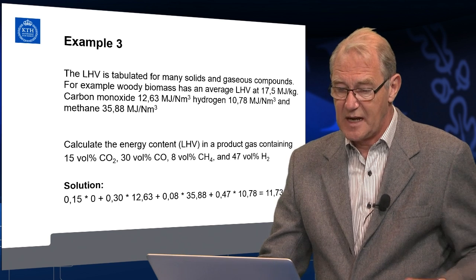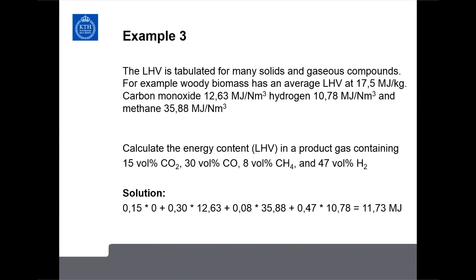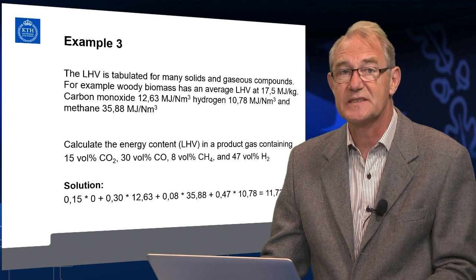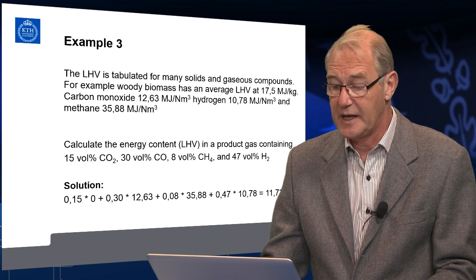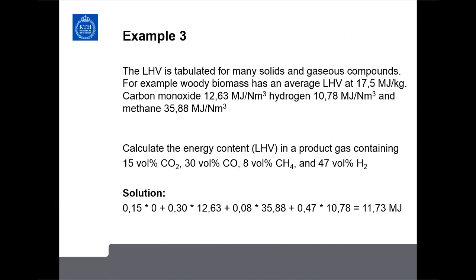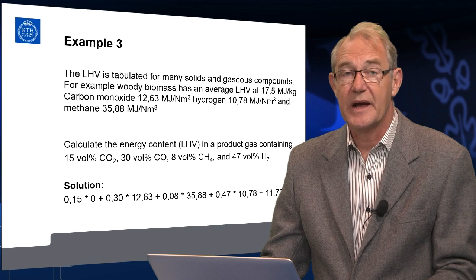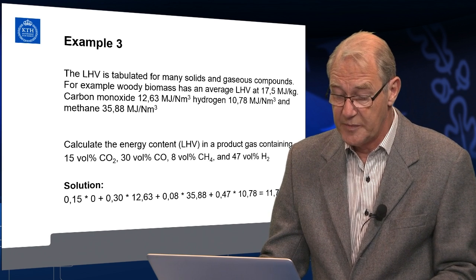Now we have an example 3. The lower heating value is tabulated for many solids and gaseous compounds. For example, woody biomass has an average lower heating value of 17.5 megajoule per kilogram. Carbon monoxide has 12.63 megajoule per normal cubic meter, hydrogen 10.78 megajoule per normal cubic meter, and methane has 35.88 megajoule per normal cubic meter.